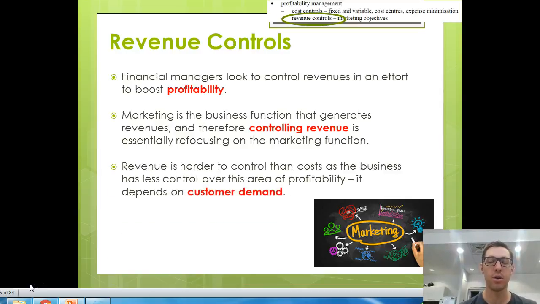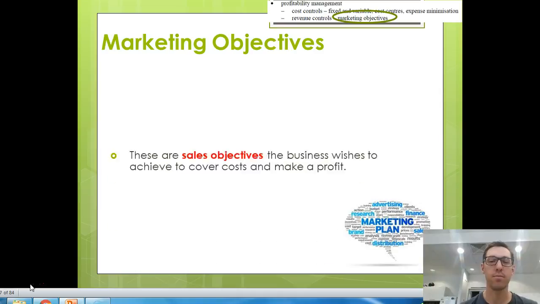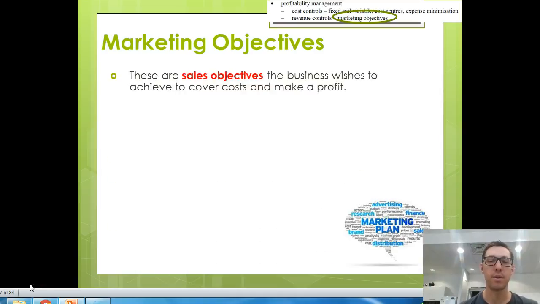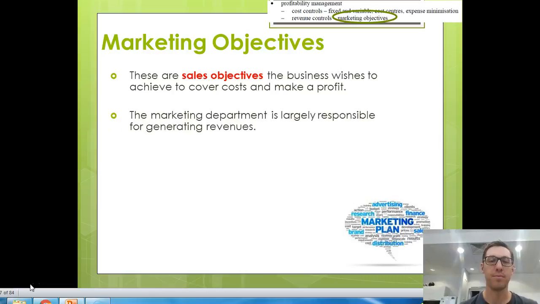Revenue is harder to control than costs, because it's really outside the business's control, and it's up to the customer, but it can try to influence it by having effective marketing campaigns or marketing strategies to influence customer demand. Marketing objectives are really related to sales objectives that the business wishes to achieve in an effort to cover its costs and then make a profit.